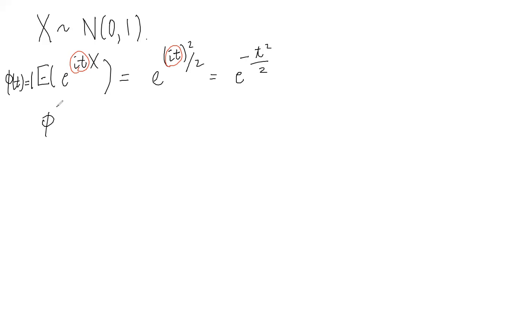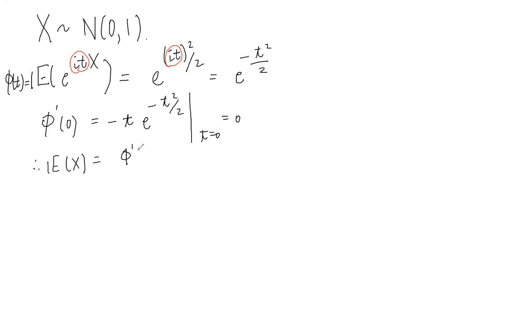So if you differentiate it once and set t to 0, differentiate this thing, so minus t e to the minus t squared over 2 evaluated at t equals 0. So this is 0. Okay. Therefore, the first moment is this, which is 0.